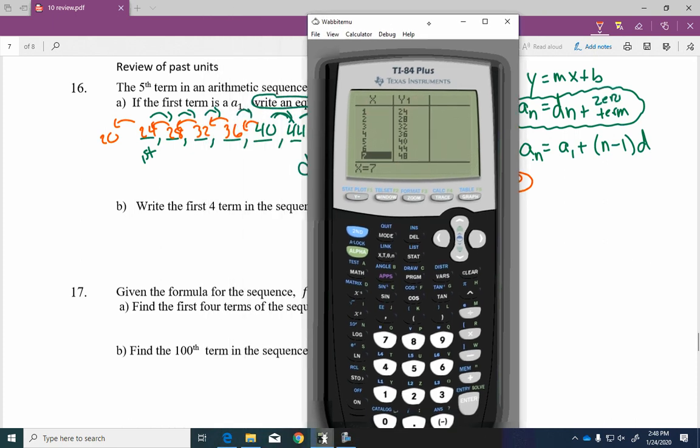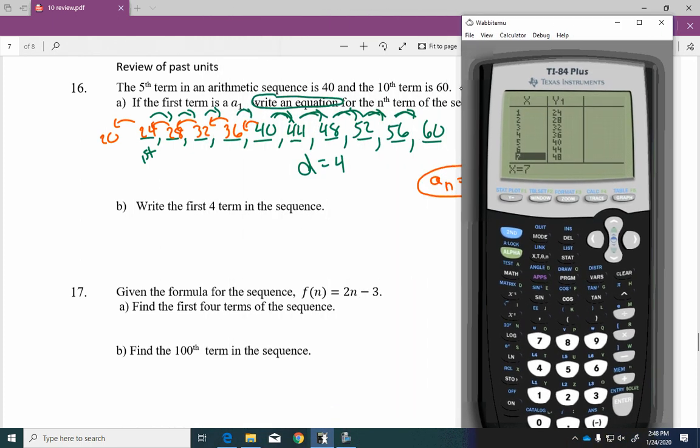Remember, they gave me the 5th term. So I know the 5th term has to be 40. It says right here that the 5th term is 40. They told me the 10th term. So let's go see. The 10th term is 60. My equation is generating the sequence that they were speaking about. I know I'm right. So double check yourself, guys. Use the calculator as a tool.